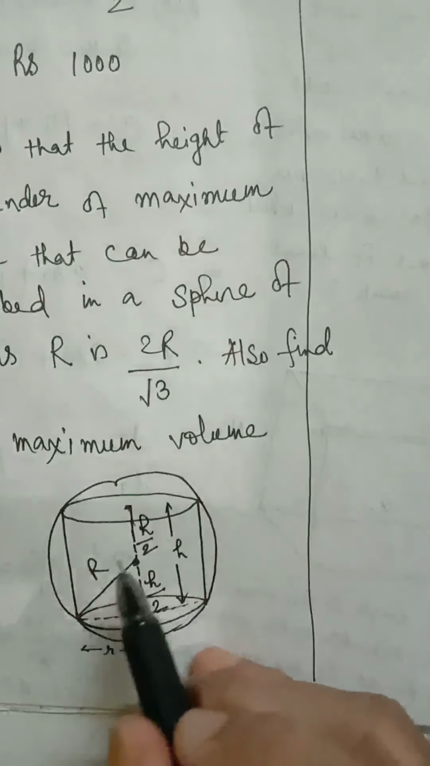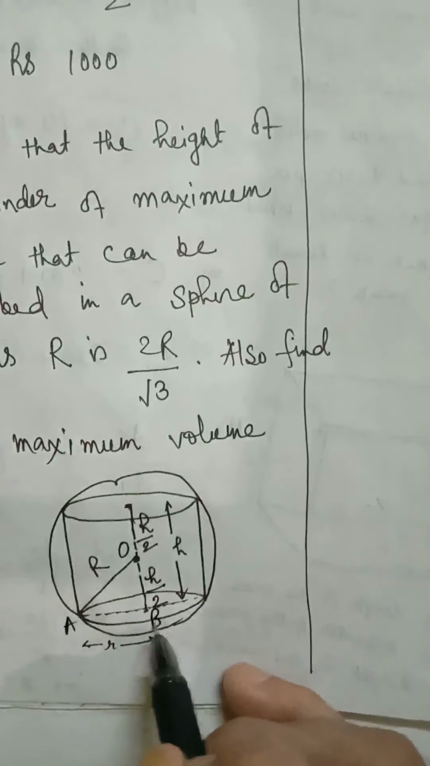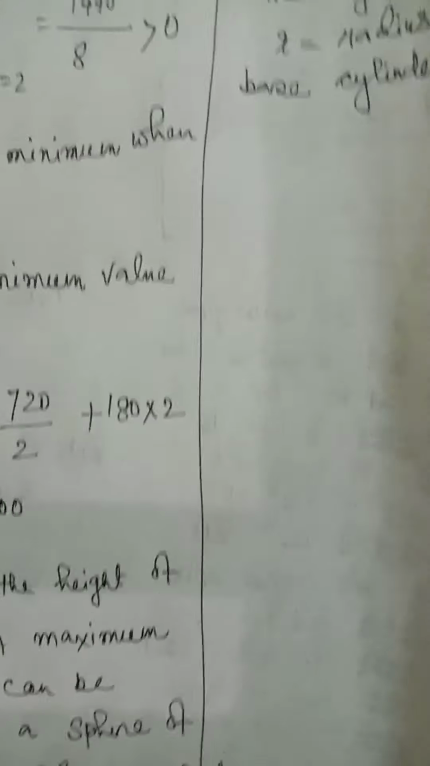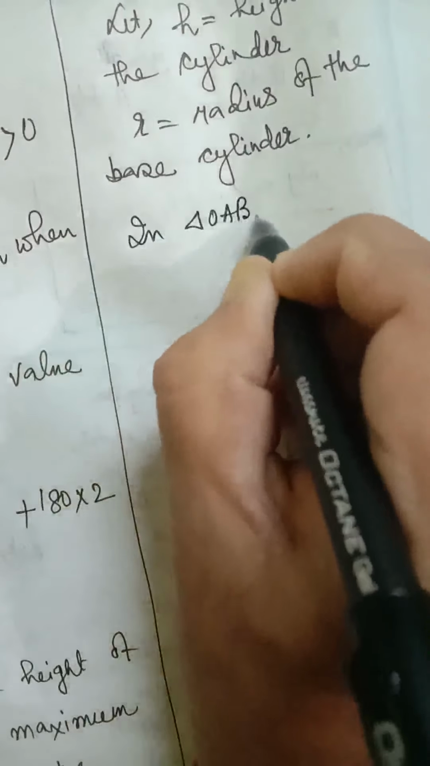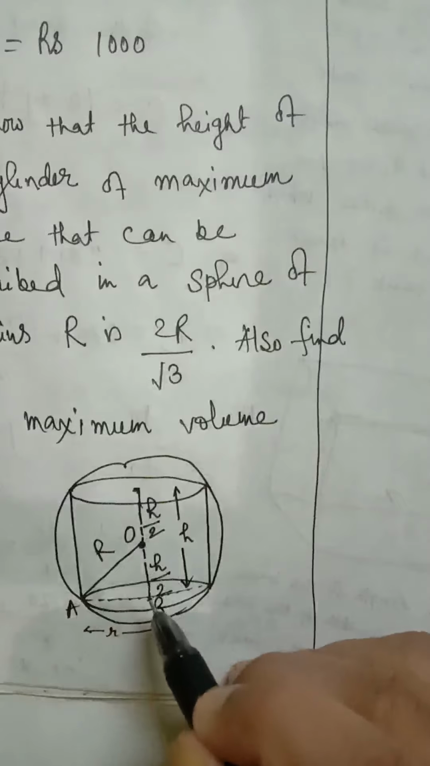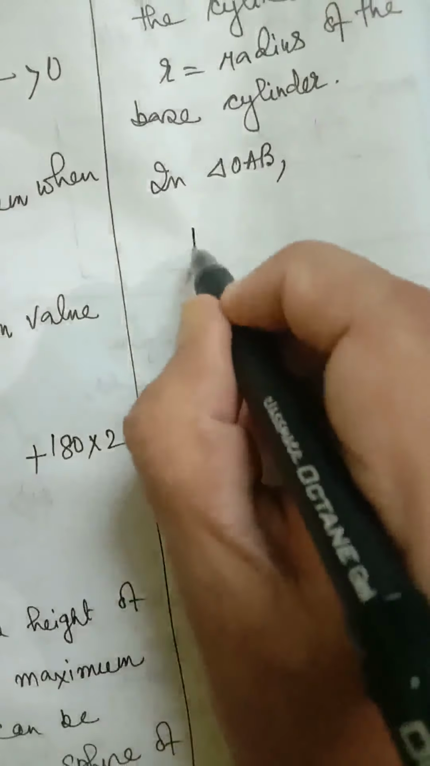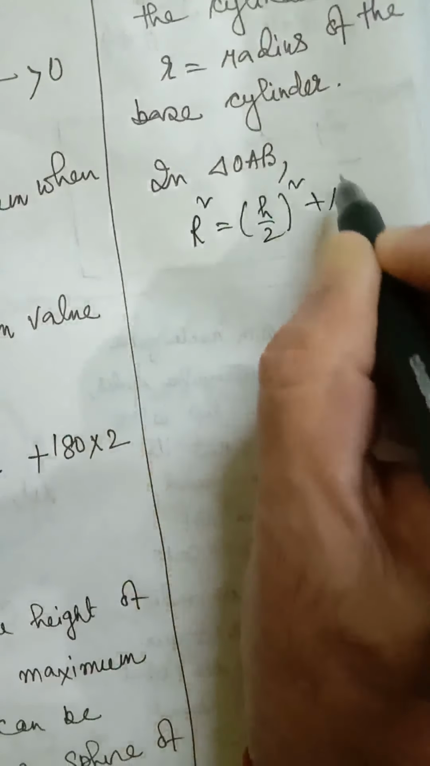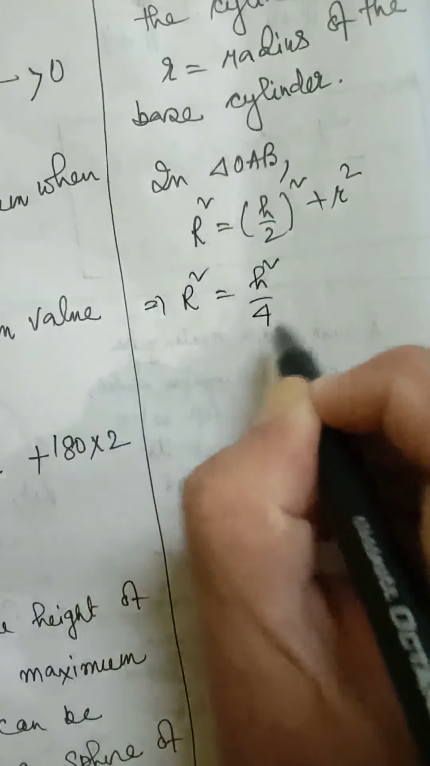Now in this triangle OAB, this is a right angled triangle because it is a right circular cylinder. So in the right triangle OAB, if we apply the Pythagoras theorem, we get R square equal to (h by 2) whole square plus r square. So R square equal to h square by 4 plus r square.